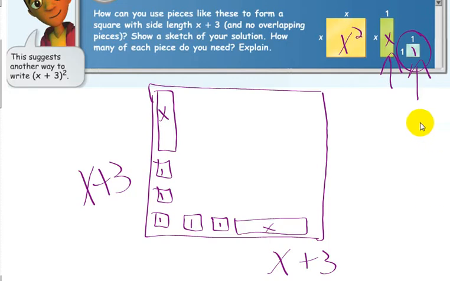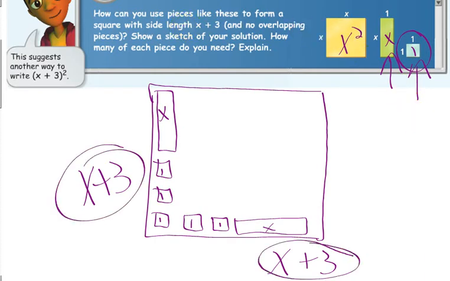After taking the pause off, I've drawn the equation. It said you need a square with the side length of x plus 3. That means that both sides are x plus 3. How do we represent that with these blocks?